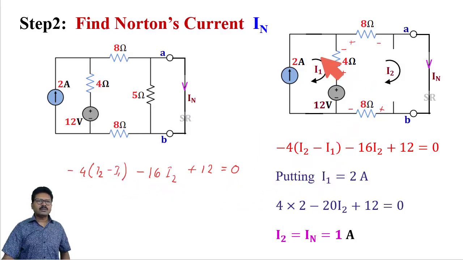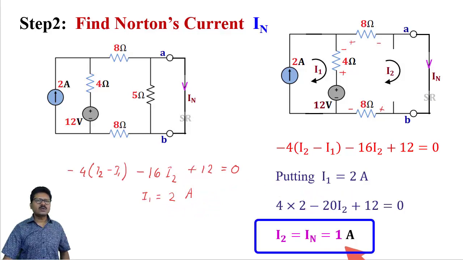Now here from the first loop, I1 current is flowing. This I1 is no doubt 2 ampere because a current source has been used here. So I1 is 2 ampere. Putting the value of I1 in this equation, I got I2 is 1 ampere. What is I2? I2 is that current which is flowing through this shorted path. So no doubt I2 is the Norton current. So the value of Norton current is 1 ampere.